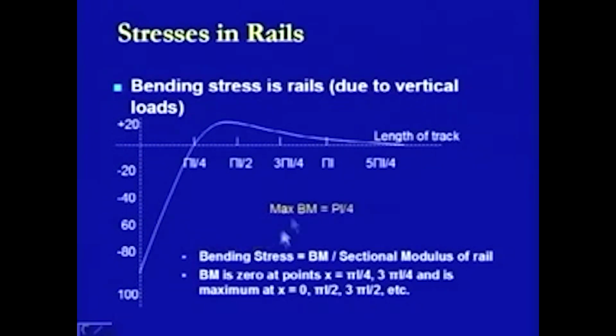Now, in all these conditions where the bending moment is being induced at different locations, the bending stress can be computed as the bending moment at the section divided by the sectional modulus of the rail.